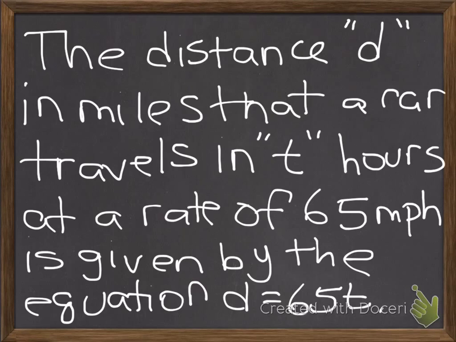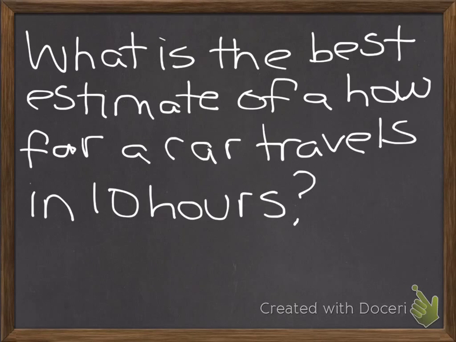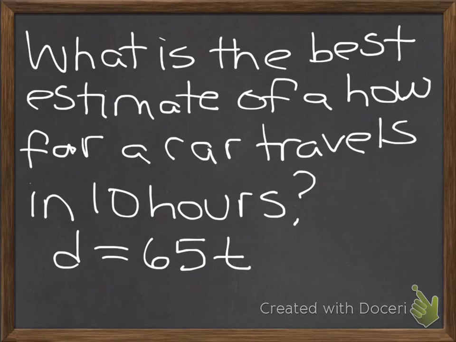Next problem is they give us an equation here that represents the distance d in miles that a car is traveling in t hours. So it gives us the rate of 65 miles per hour, and the equation is d equals 65t. So if we're thinking about d equals 65t, d represents distance, t represents time. So it says, what is the best estimate of how far a car travels in 10 hours?